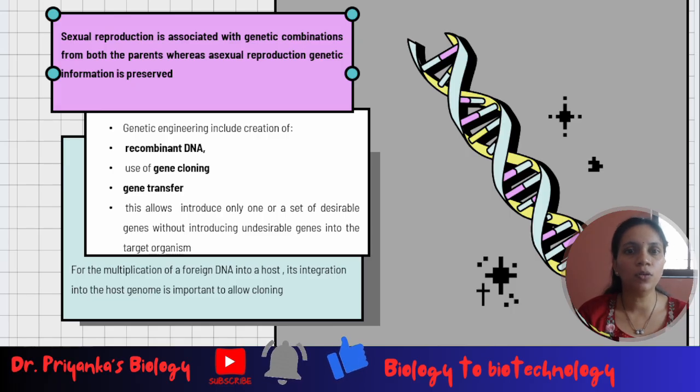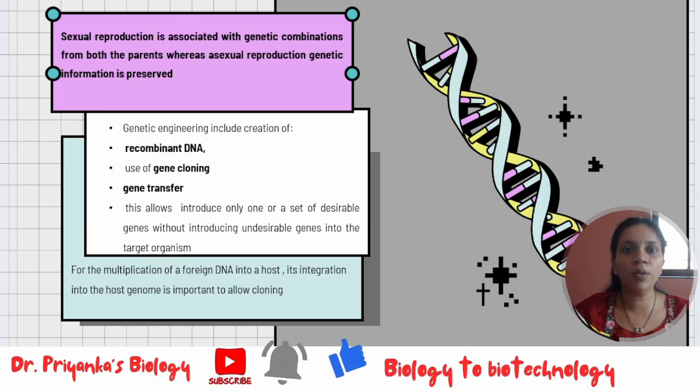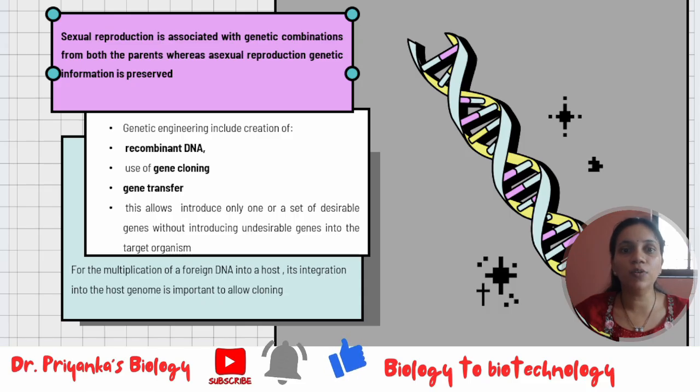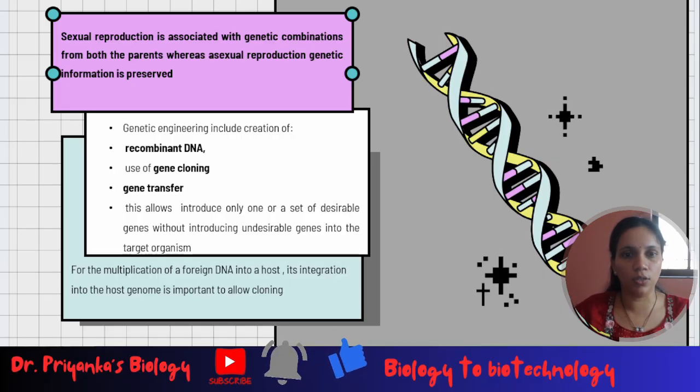Now we have been talking about sexual reproduction and asexual reproduction. In sexual reproduction, we know there is going to be a contribution of both the parents. 50% will come from the mother, 50% will come from the father. This will lead to a different sort of combination. But in the case of asexual reproduction, the genetic information is preserved. So there is no alteration in the genetic makeup. So that is the natural process that occurs over here.